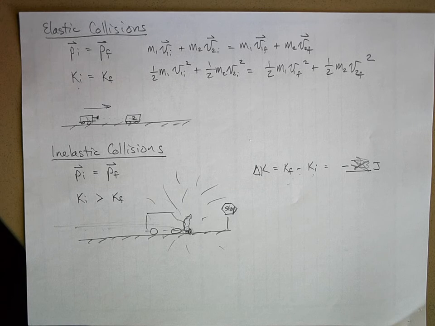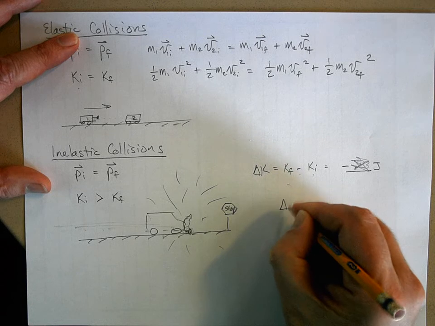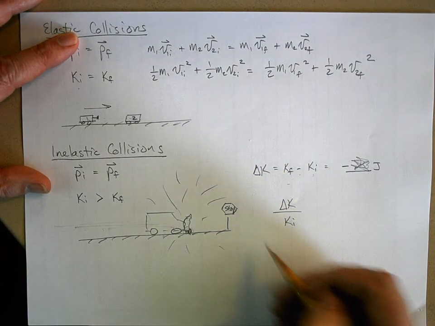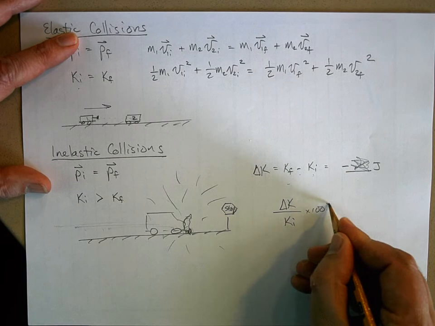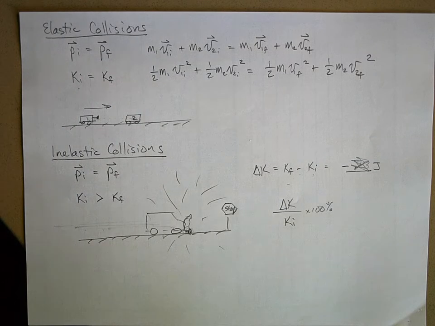So sometimes it'll ask you what fraction of the kinetic energy was lost. And so what you do is, if they want a fraction, just put delta K over K initial. And that'll be the fraction, or if you make it a percentage, that'll be the percentage of energy lost. The negative sign in there means that the energy was lost from the system. So you're going to lose most of it. Like if you shoot a bullet into a block, that means most of the energy is going to be lost.